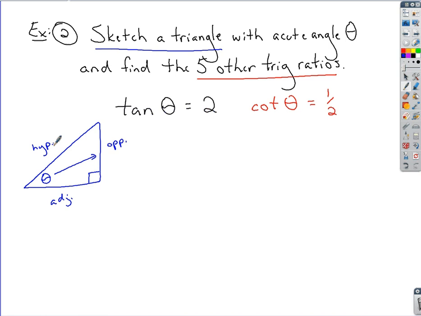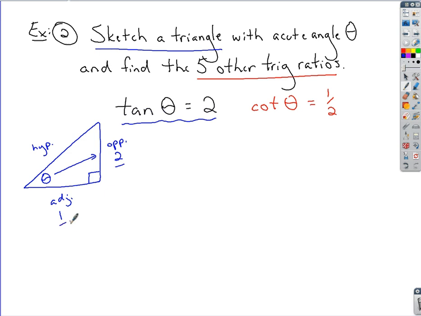With what is given to me on this problem being tangent, when I think about SOHCAHTOA, the TOA part of it means opposite over adjacent. So tangent is opposite over adjacent. Opposite would have to be 2. What's adjacent going to be? It's just going to be 1, right? Because 2, if I wrote it as a fraction, would be 2 over 1. So I fill in those known values of 2 and 1.